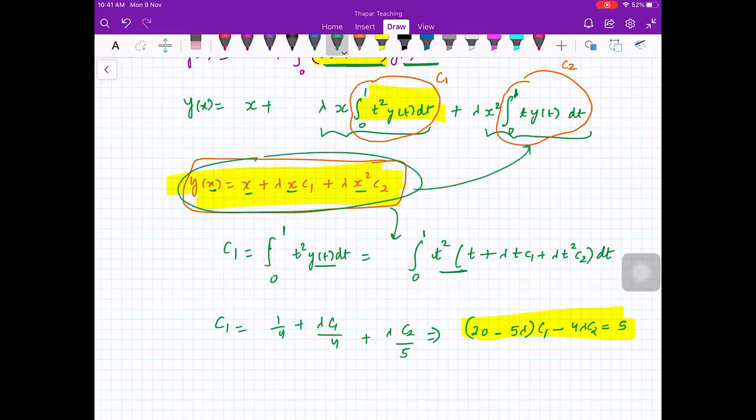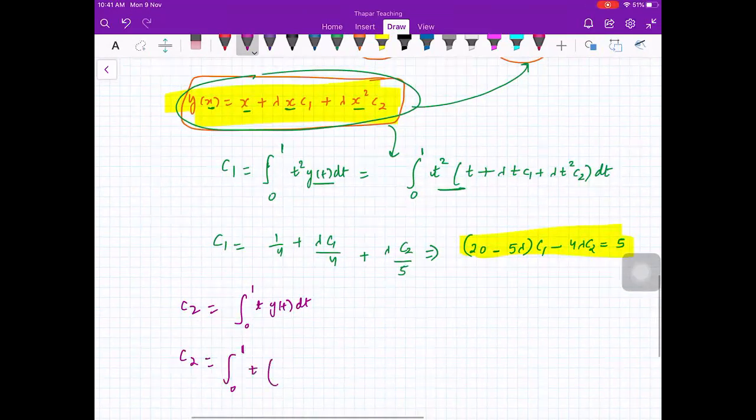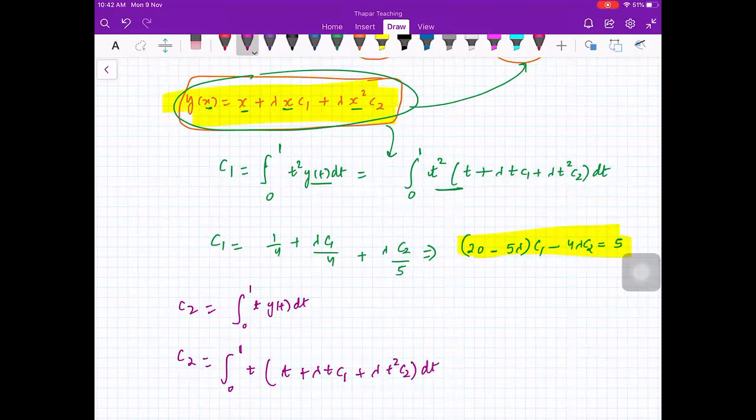So you have C2 equals the integral 0 to 1 of t y(t) dt. So you put the value of y(t). So you get C2 is equal to the integral 0 to 1 of t times (t plus lambda t C1 plus lambda t square C2) dt. Fine. When you integrate everything, you will get another equation in C1 and C2. I'm just writing, you can compute. This is minus 4 lambda C1 plus (12 minus 3 lambda) C2 equal to 4. Is that clear to everybody? That you will get a system of equations.